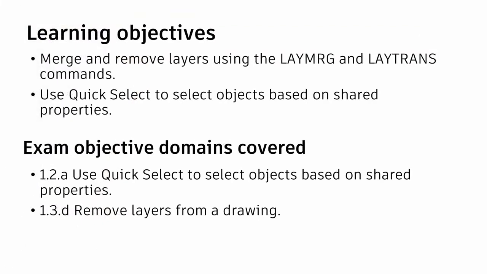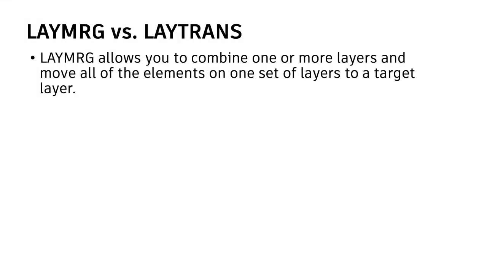After completing this lesson, you will be able to merge layers using LAYMRG, L-A-Y-M-R-G, or merge layers using the LAYTRANS command, L-A-Y-T-R-A-N-S. LAYMRG allows you to combine one or more layers and move all the elements on one set of layers to a target layer.